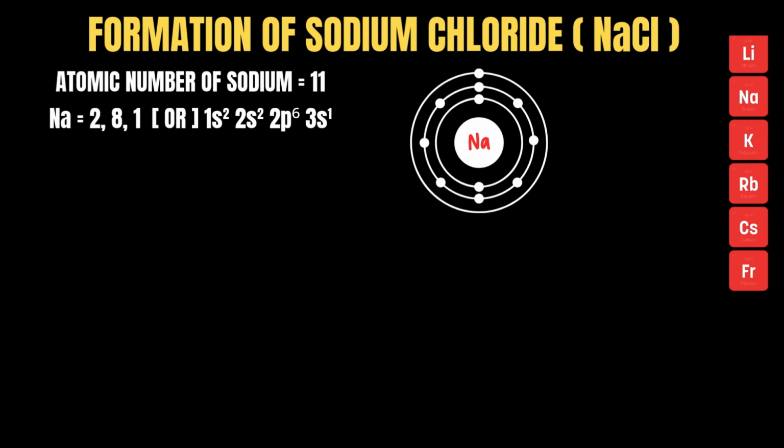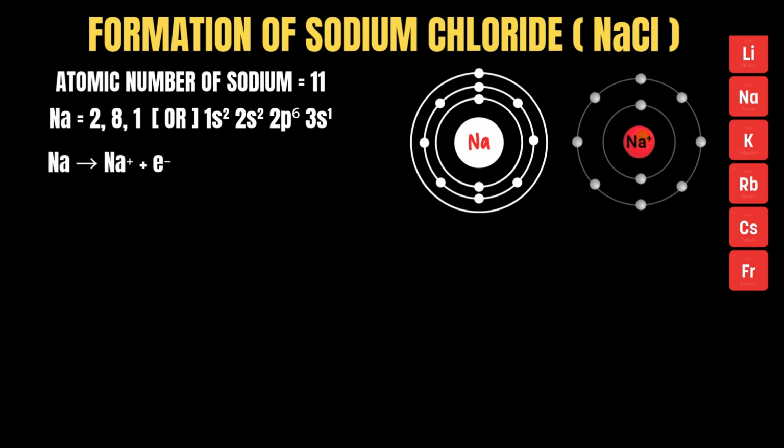Now, sodium wants to complete its octet. To complete its octet, sodium needs to lose 1 electron from its outermost shell. When sodium loses 1 electron, it will have 8 electrons in its outermost shell, and its octet will be complete. So sodium loses 1 electron.